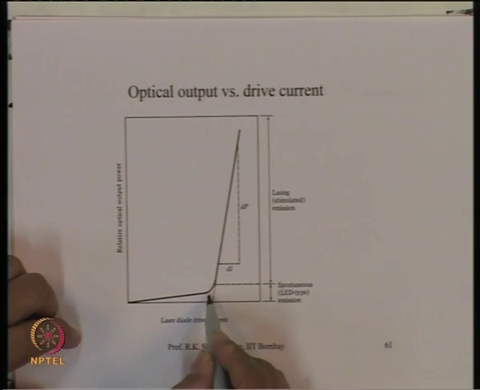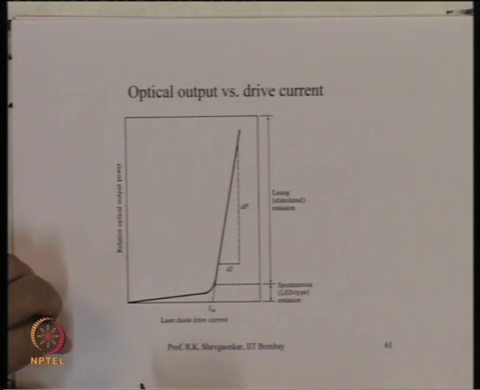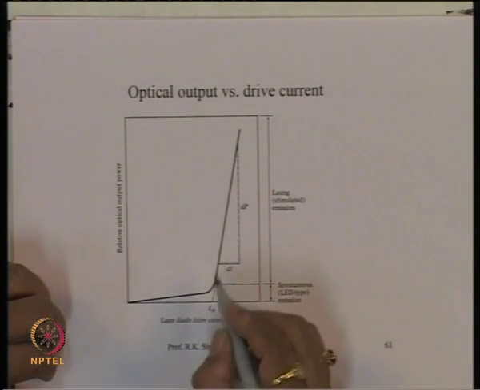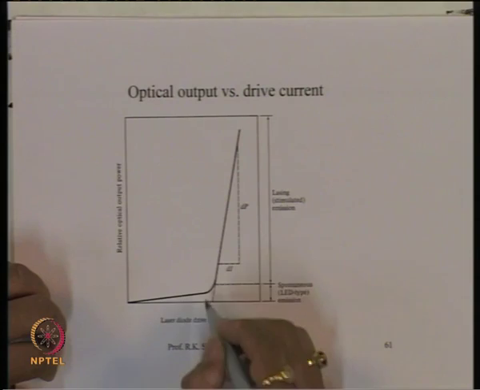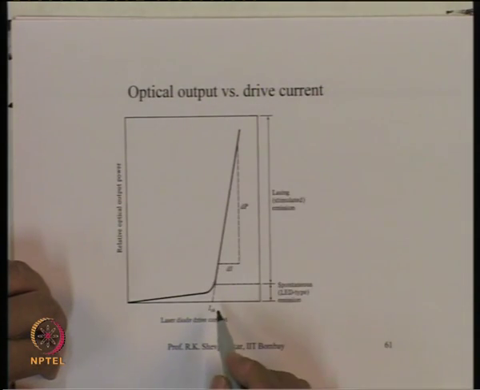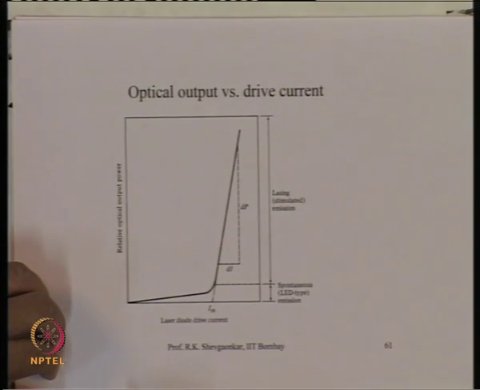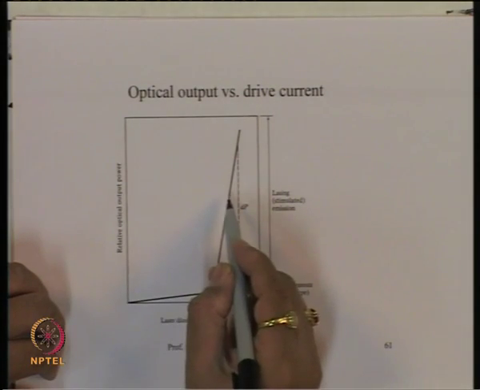So, below the threshold current, the optical power is very, very small, and the mechanism below this current is the spontaneous mechanism, because the device is more or less working like an LED. Whereas, beyond the threshold current, the device goes into lasing action, and we have stimulated emission in this region, and the efficiency of the device is very, very large.